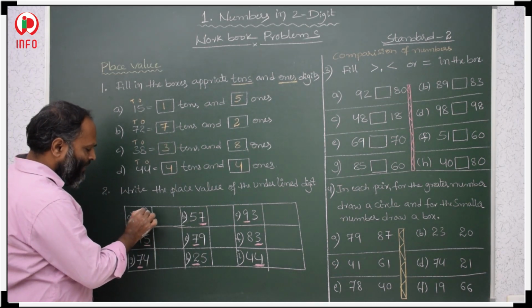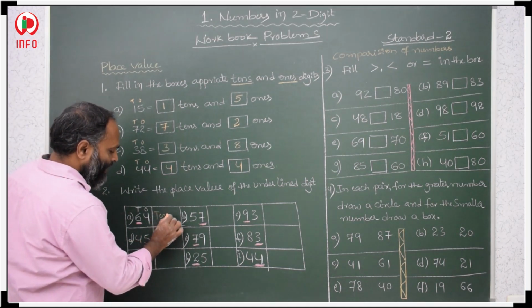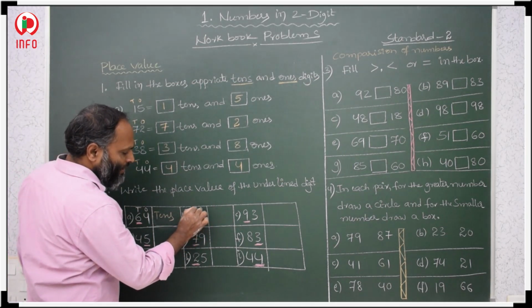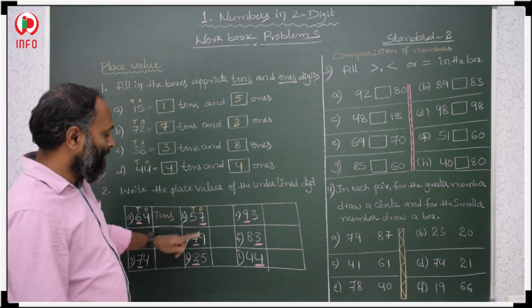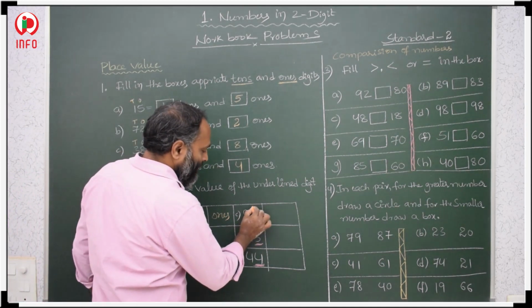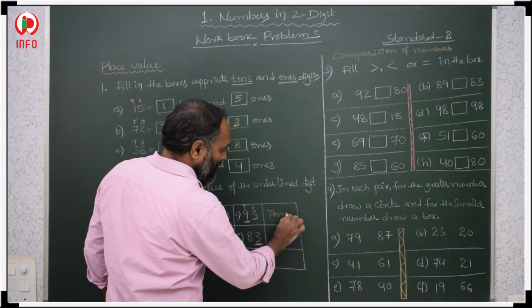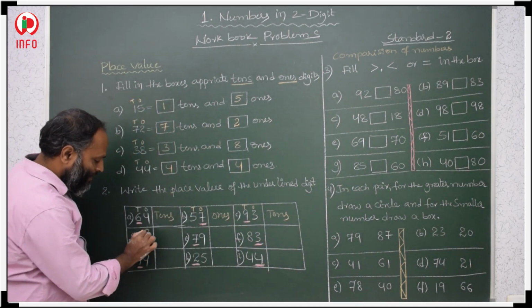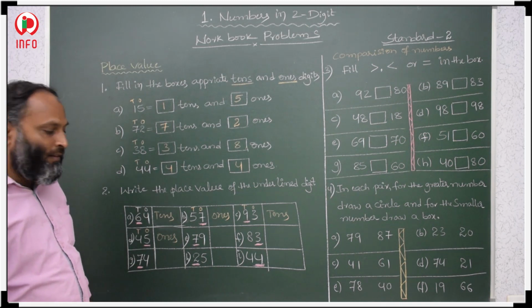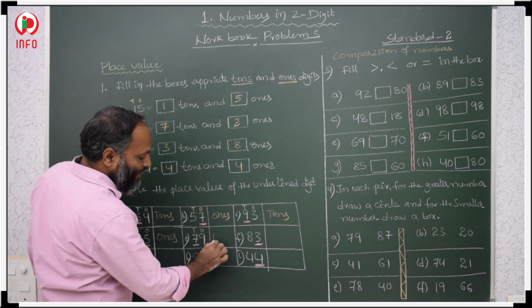So what is this here? This is in ones place, this is in tens place. 6 is in tens place. The underlined digit is in tens place. In the same way, this is in ones place, this is in tens place. 7 is in ones place. Then, this is in ones place, this is in tens place. 9 is in tens place. Then this is in ones place, this is in tens place. 5 is in ones place. This is in ones place, this is in tens place. 7 is in tens place.